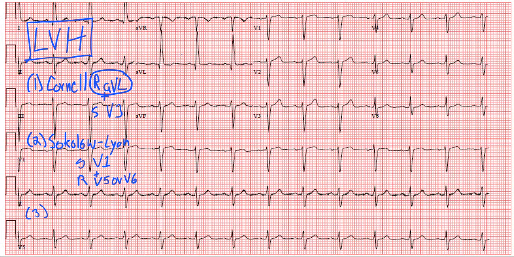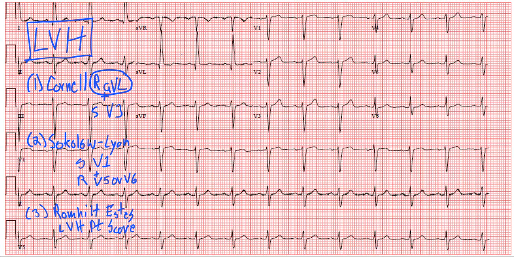There's a third criteria. It is called the Romhilt Estes. I guess I'll write it Romhilt Estes LVH point score, but it is extremely long, and I don't know anyone that uses it. It's composed of like 9 different findings that you have to all add up. It's more for academic purposes than real clinical scenarios.